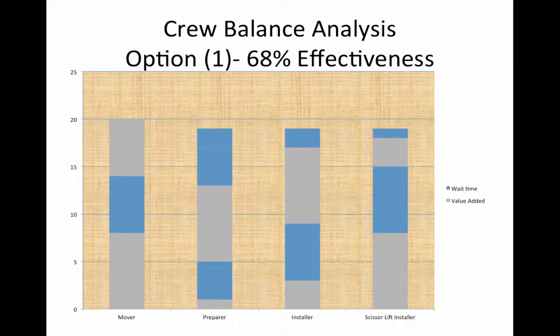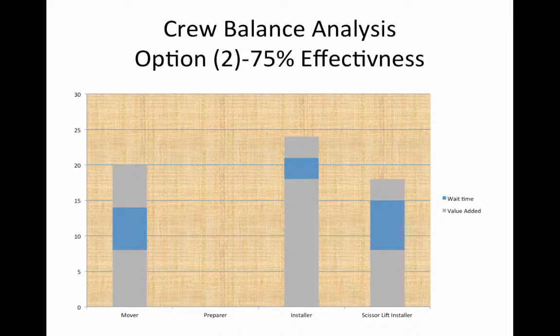Our crew balance analysis, option 1, was to more evenly distribute the work out between the 4 workers. This resulted in an increase to 68% direct work by the crew. Our crew balance analysis, option 2, was to eliminate the position of the stud preparer and distribute his portion of the work amongst the other 3 crew members. This led to less time being wasted and an increase of 75% direct work being completed.